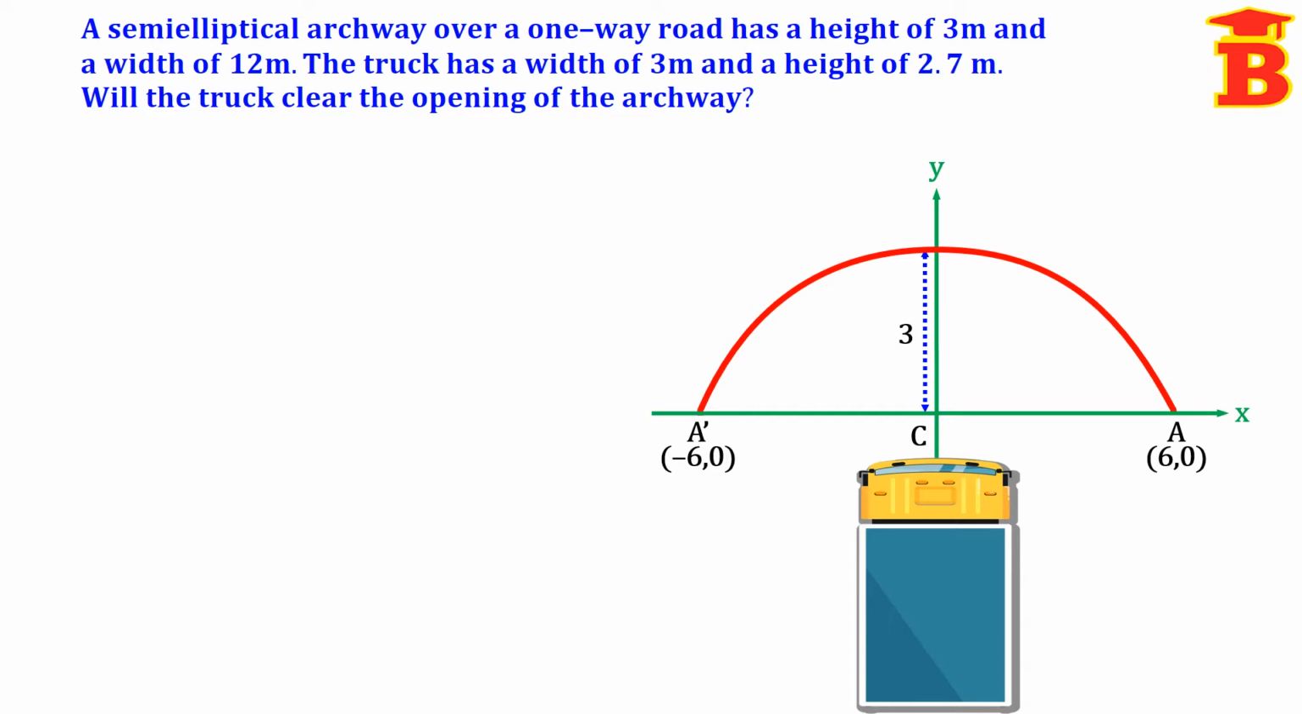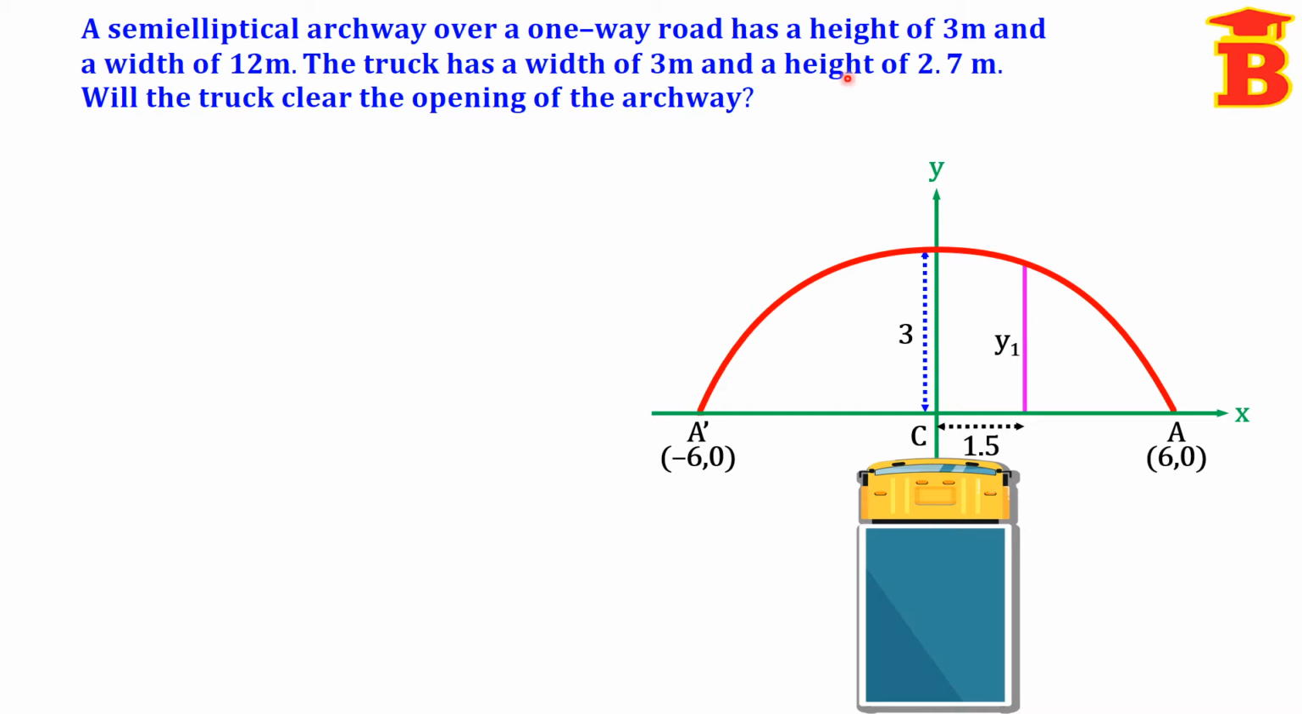So there is a truck. The truck width is 3 meter. So from the center, right side, take 1.5. The truck width is 3 meter, take half, that is 1.5. Now we have to find the height. Let the height be y1. So we have to find y1.